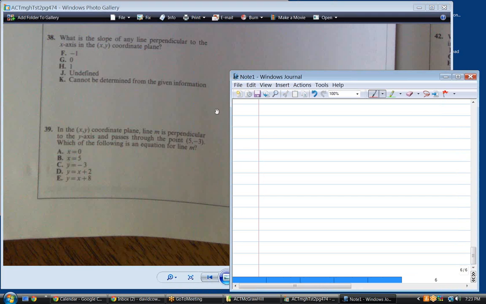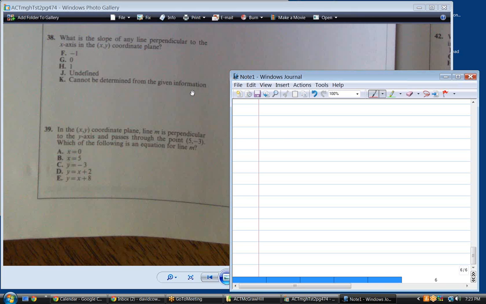Again, I have never seen this be an answer. So if you see cannot be determined, don't ever guess that. I've seen that as an answer only on SAT Subject Level 2. I remember I saw it and I said, that's the first time I've ever seen it in 6 years.